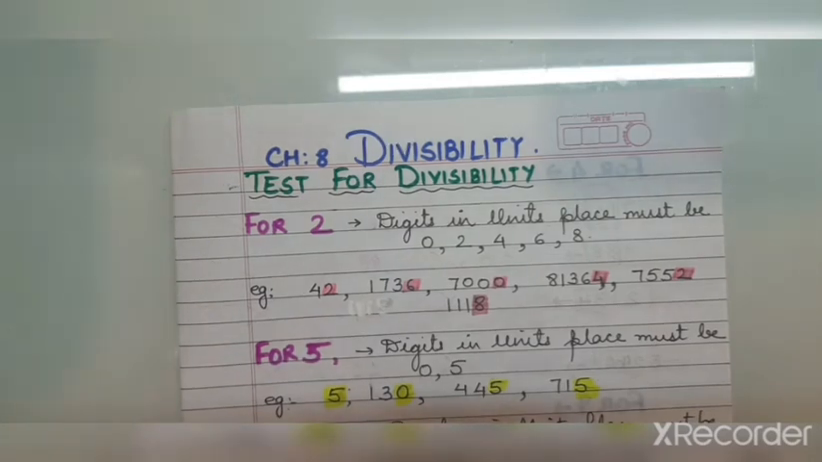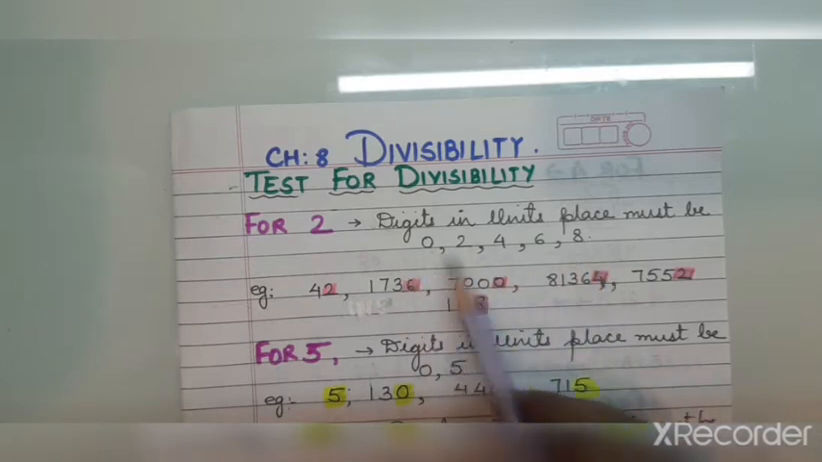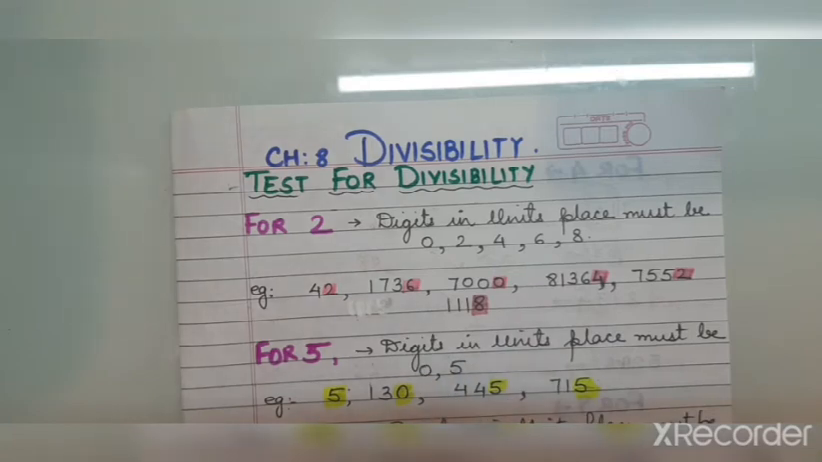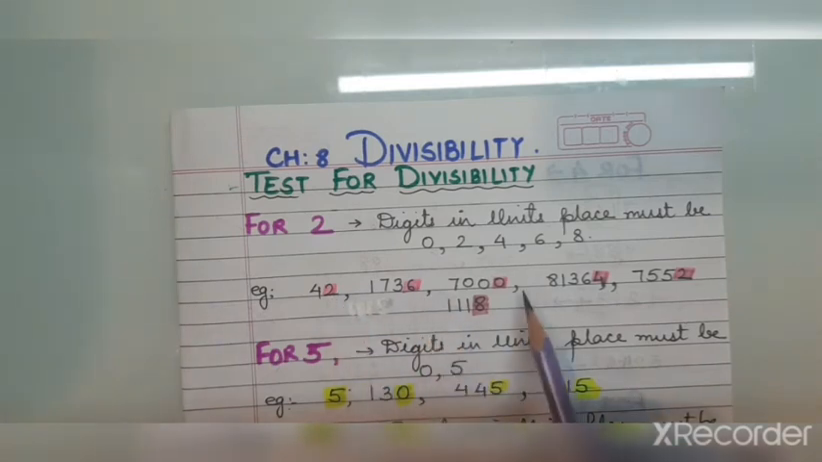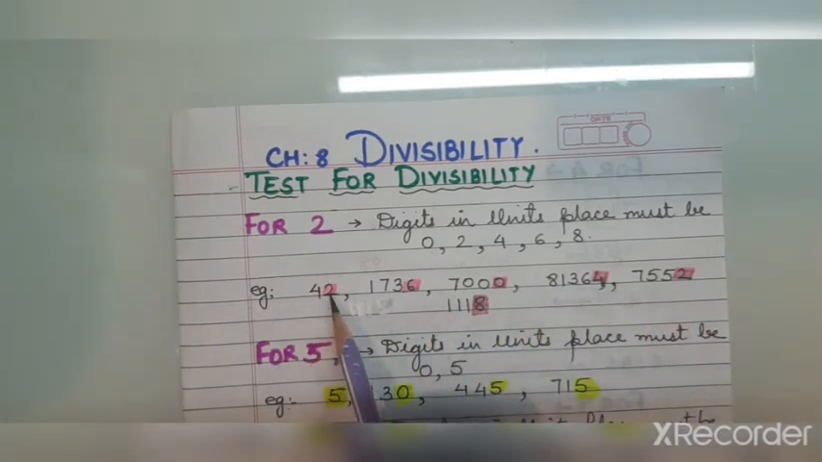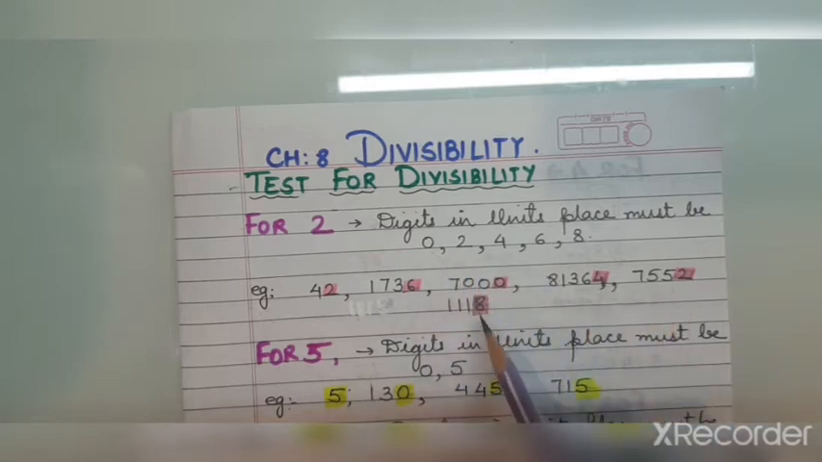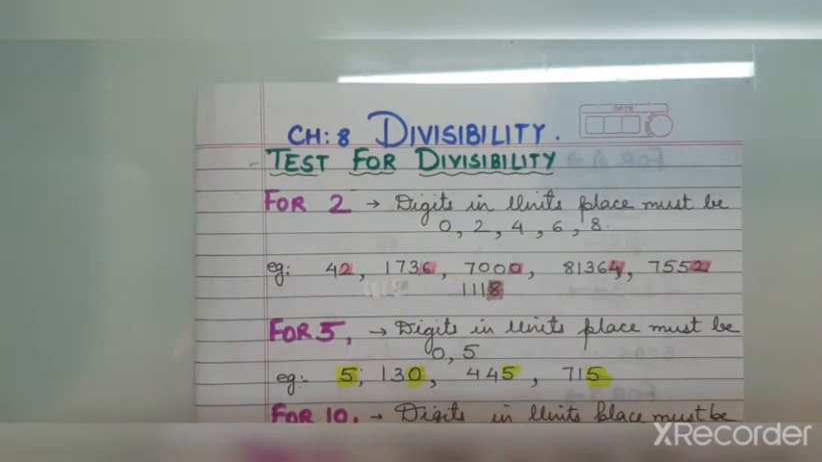So when we have to check whether a given number is divisible by 2, we just have to see the digit in its units place. And if the digit in the units place has any of these digits, that is 0, 2, 4, 6 or 8, then that number becomes divisible by 2. I have shown here highlighted with pink color that in the units place we have these digits, either 0 or 2 or 4 or 6 or 8. Next is the test for 5.